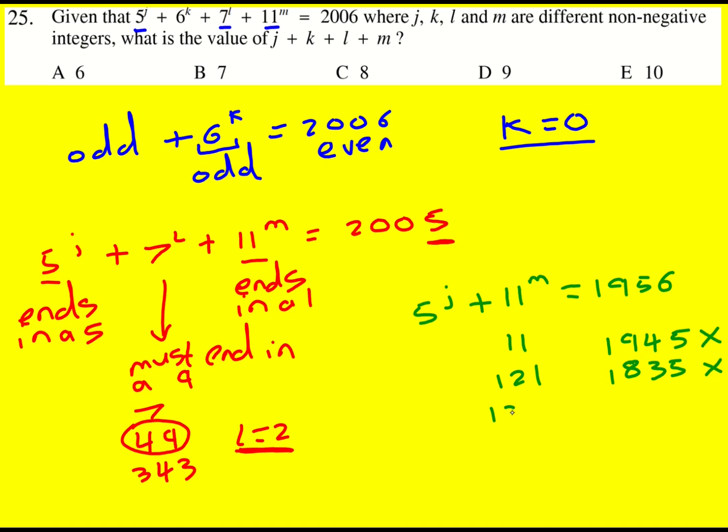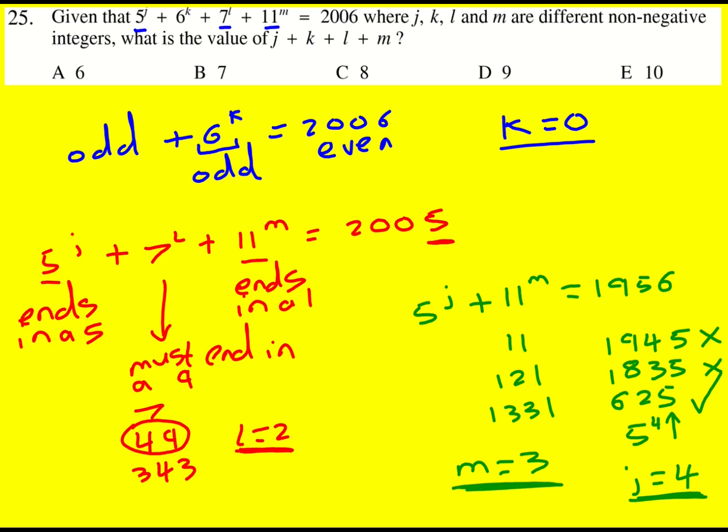11 cubed is 1,331. And then we get 625. Okay, that one is a power of 5. It's actually 5, wait, it's 5 to the power of 4, because it's 25 times 25. So that means that j is going to equal 4 and m is going to equal 3.